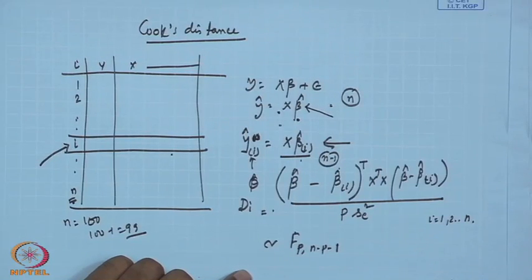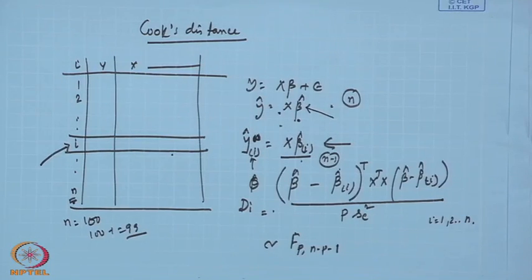Sir, when we eliminate the ith observation, means x as well as y? Yes, total observation. So that time, from the x matrix also we have to eliminate that. The ith observation, including x and y, you eliminate.